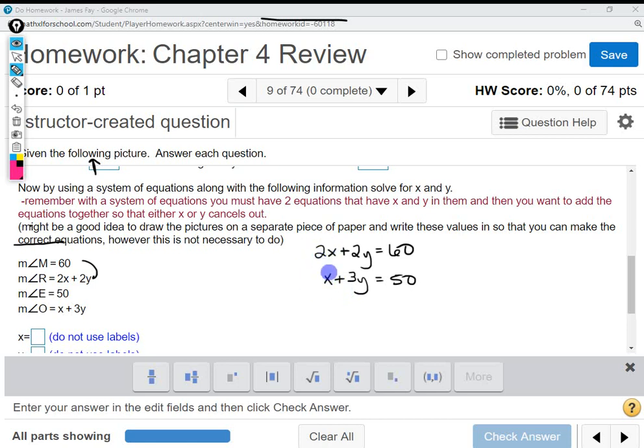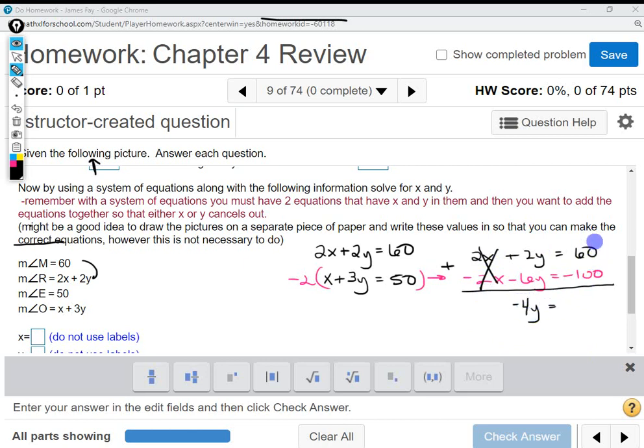The x, right? If I multiply everything by -2, does that turn that equation into -2x minus 6y equals -100? The top equation, I didn't change, so it's still 2x plus 2y equals 60. And we're going to add straight down. What happens to my x's? They cancel out. My y's give me -4y, and then my constants give me -40. Y then is 10. Does that make sense?